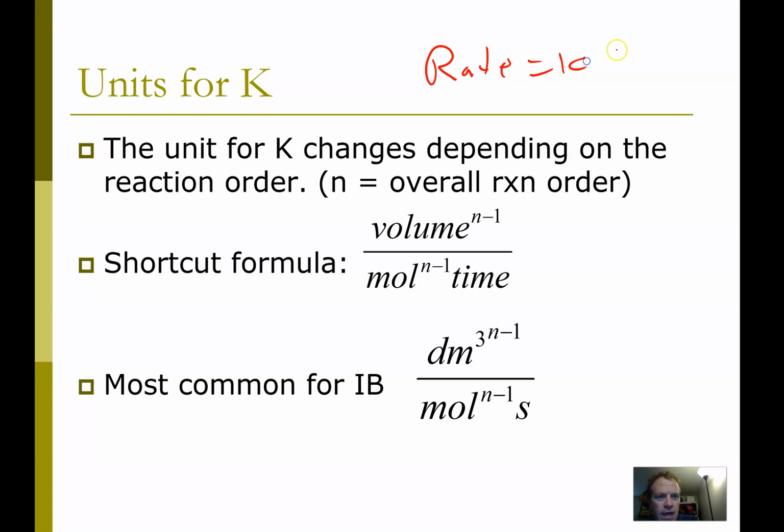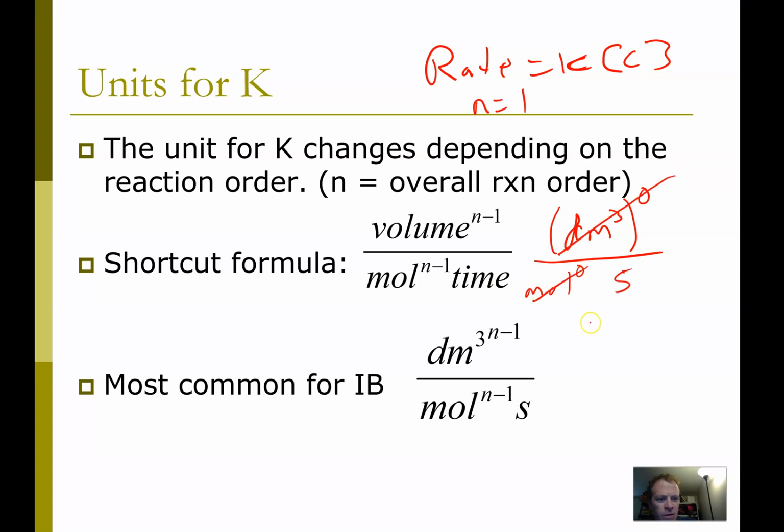So, for example, the one we just did is a first order reaction overall, right? Rate equals K times the concentration of C. That's a first order reaction overall. So in this equation, n equals 1. We're going to take our volume unit, which is cubic decimeters. Now, n is 1, so 1 minus 1 is 0. So that's going to be to the 0 power. Mole to the n minus 1: again, 1 minus 1 is 0. And then our time unit is seconds. So both of these things to the 0 order are going to cancel out, and our unit here is going to be 1 over seconds, or seconds to the minus 1. So that's my unit for K in the one that I just did.